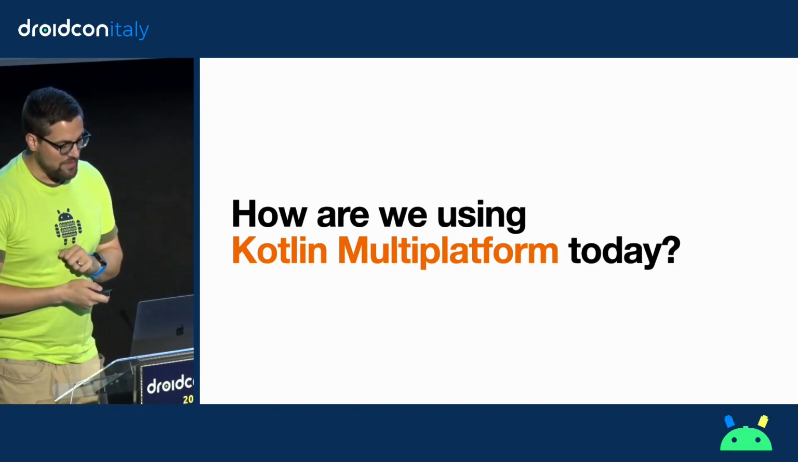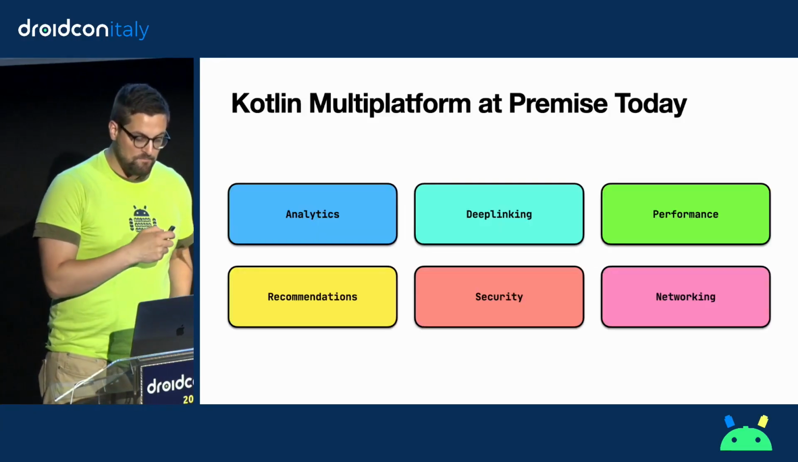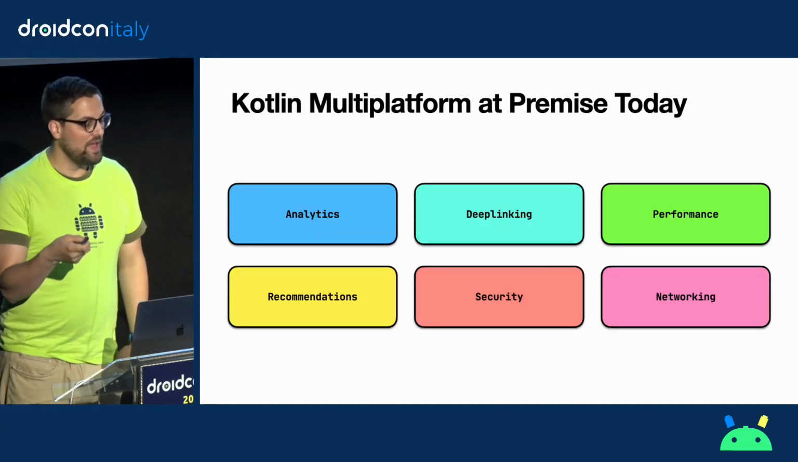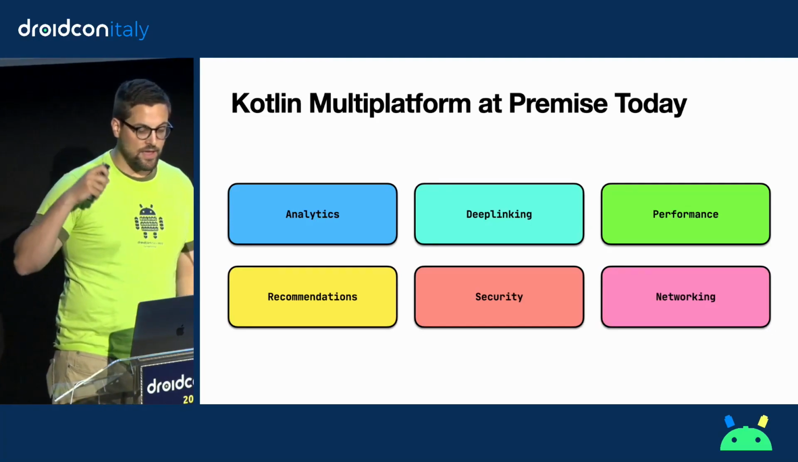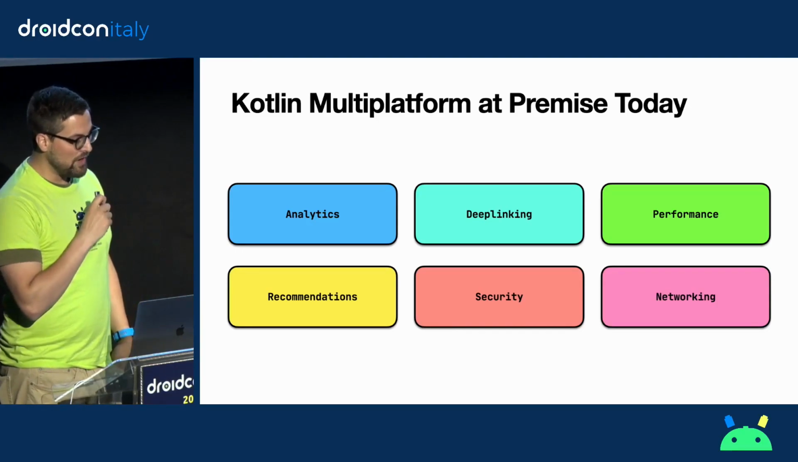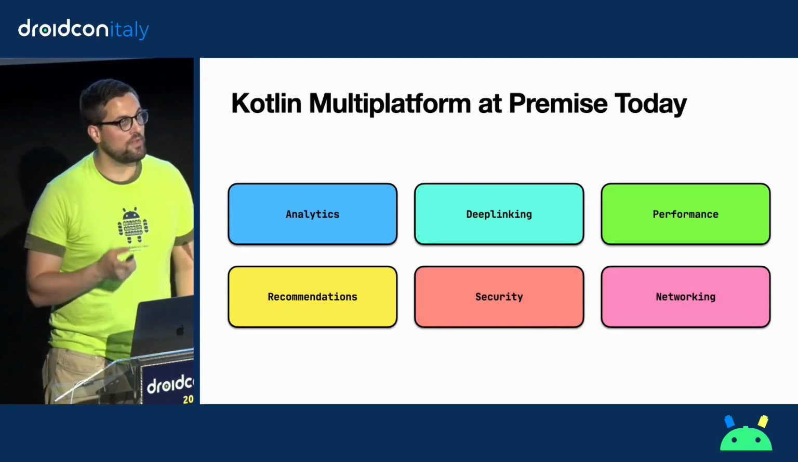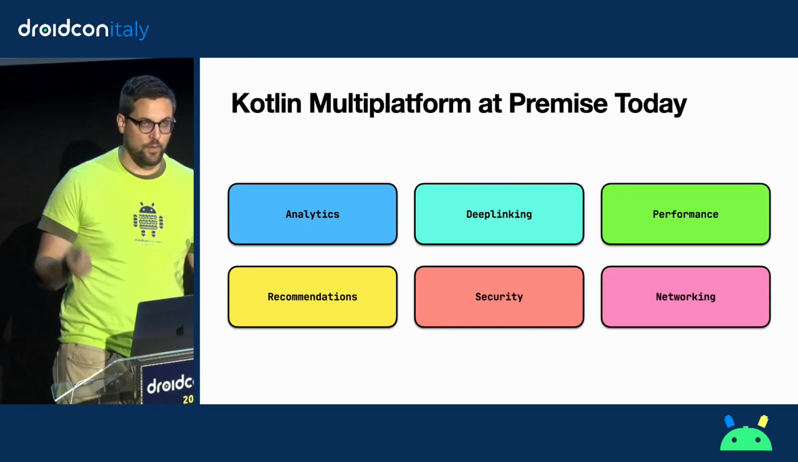I'll close this out quickly by talking about where we're at today. So today we have all of these use cases. We've got analytics, deep linking, performance, recommendation, security, and the most recent one that we've been investing a lot in is shared networking now.